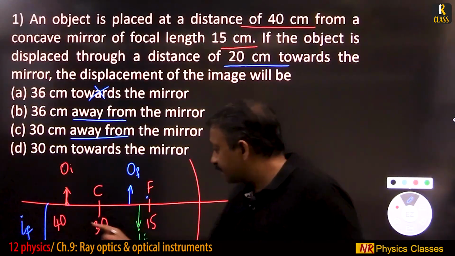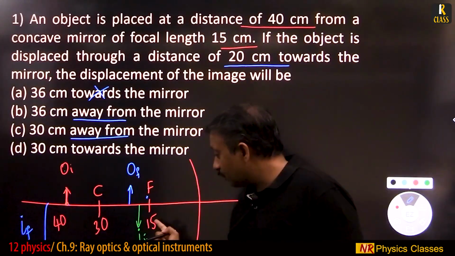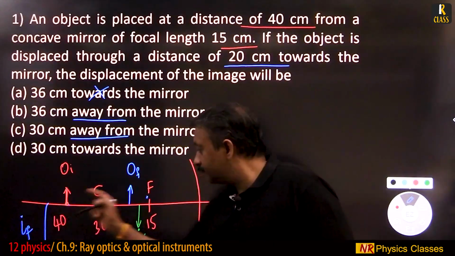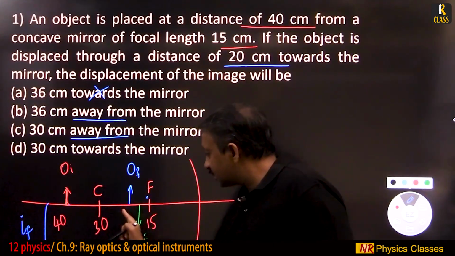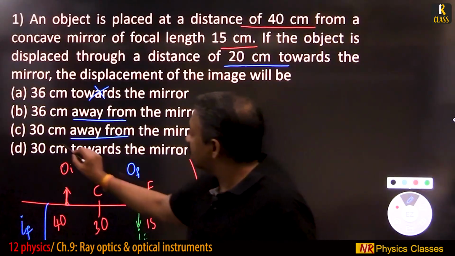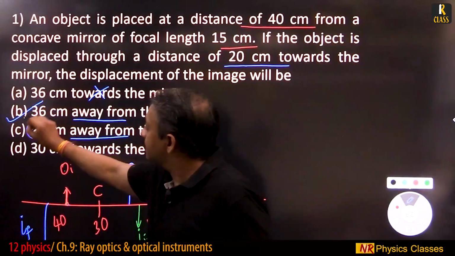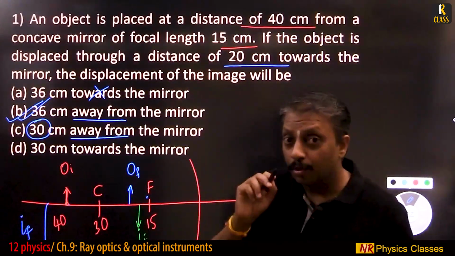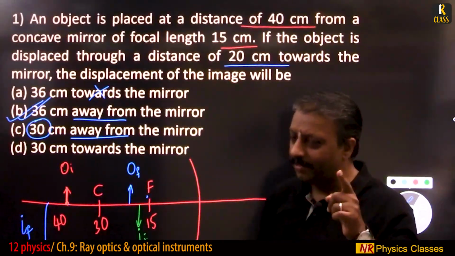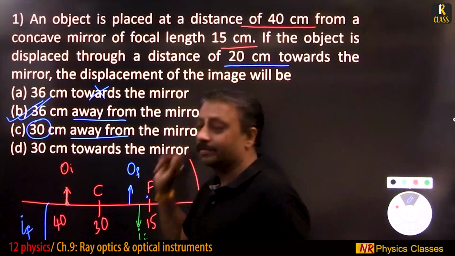And observe the values 40, 30, 15. The focal length is 15, the object distance is 40, and the displacement is 20. By this, we certainly won't get numbers like 30, so it should be B, because the formula is 1 by v plus 1 by u equals 1 by f. That's why it should be 36 cm away from the mirror.